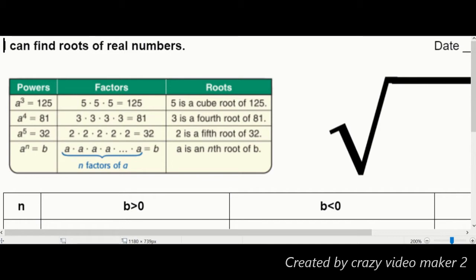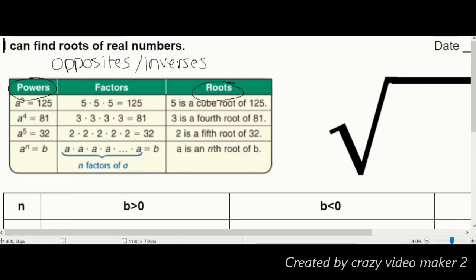When we say powers and roots are opposites of each other, they're opposites, which means that they're inverses, which also means that they can undo each other.